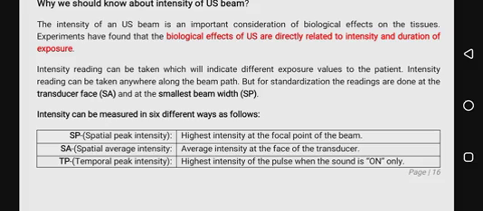So intensity reading can be taken, which will indicate different exposure values to the patient. Intensity reading can be taken anywhere along the beam, but for standardization, the readings are done at transducer's face and at the smallest beam width. At transducer's face, what you get there is spatial average intensity, and the beam width calculation there is spatial peak intensity. So intensity can be measured in 6 different ways as follow.